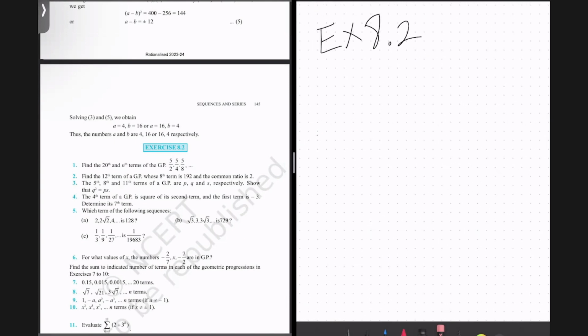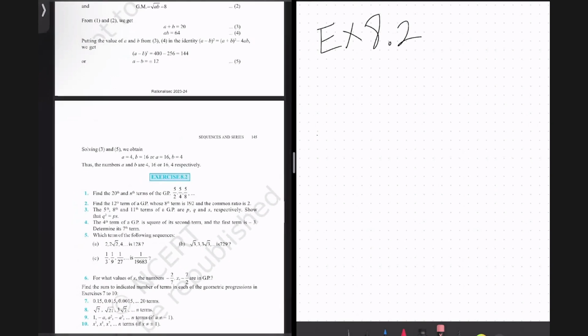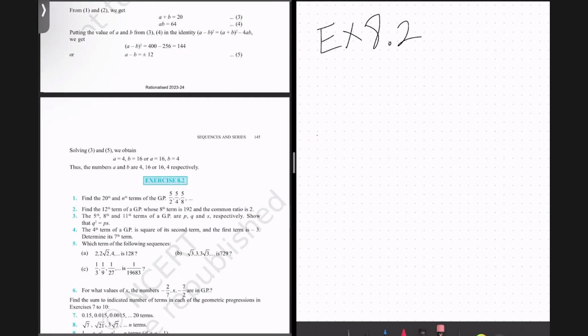Before the next session, I would like you all to be familiar with what an AM is, what a GM is, and how you would be able to find these two things. Just have a quick look at how you're going to solve questions by using the formulas that are given to you in the book itself, and doing that would be sufficient knowledge for you to solve the questions in the second exercise. So that is a very small tip from my side.